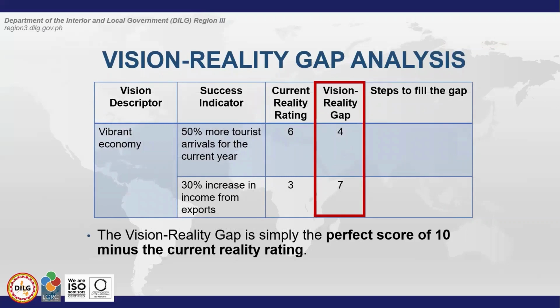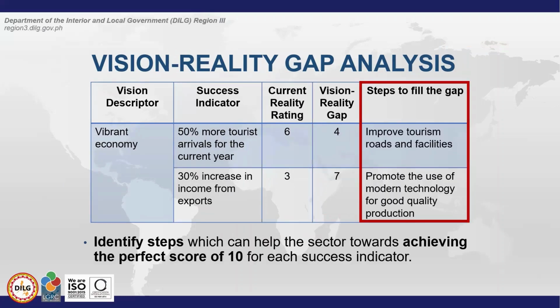In column 4, compute the vision-reality gap, which is simply the perfect score of 10 minus the current reality rating. Then in column 5, identify steps which can help the sector towards achieving the perfect score of 10 for each success indicator.